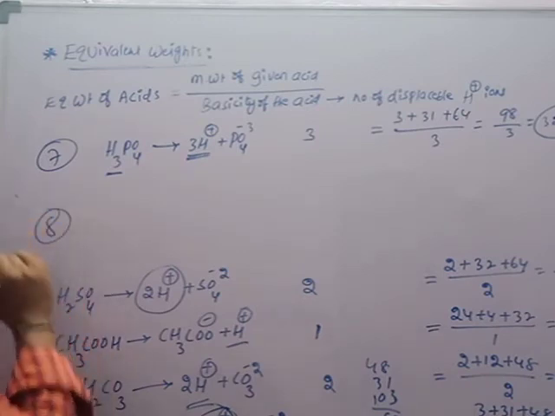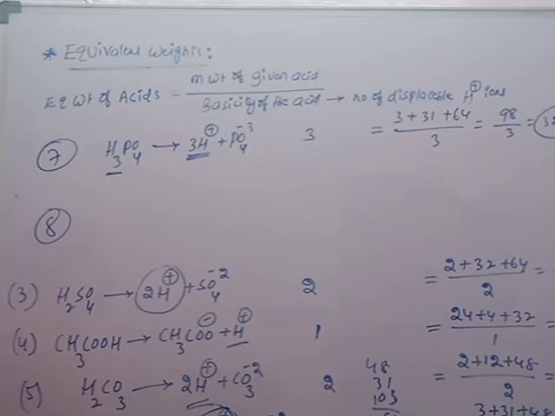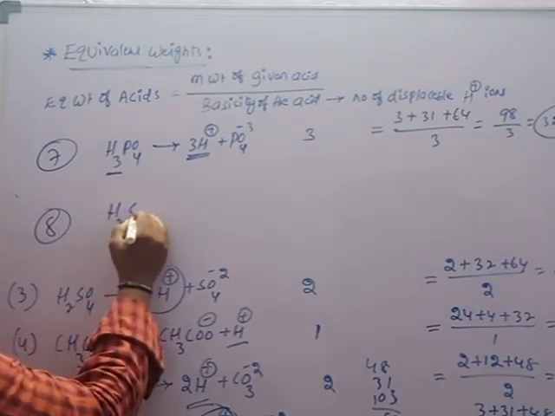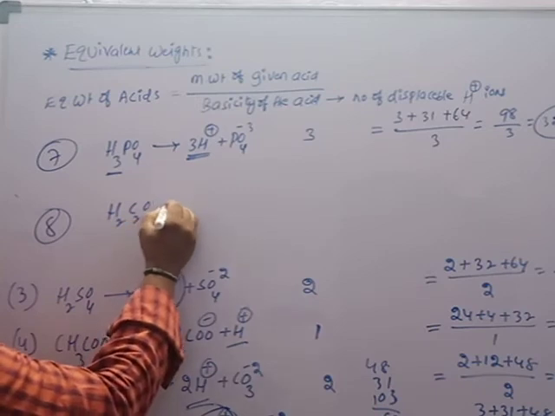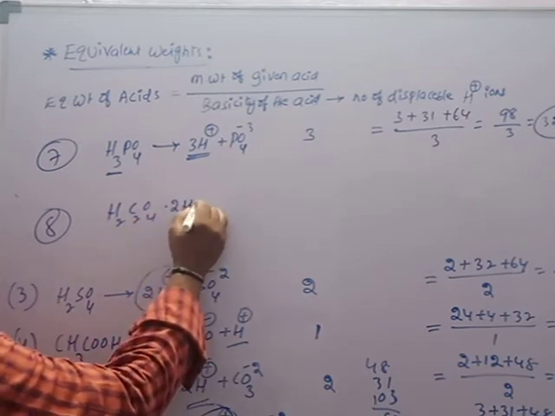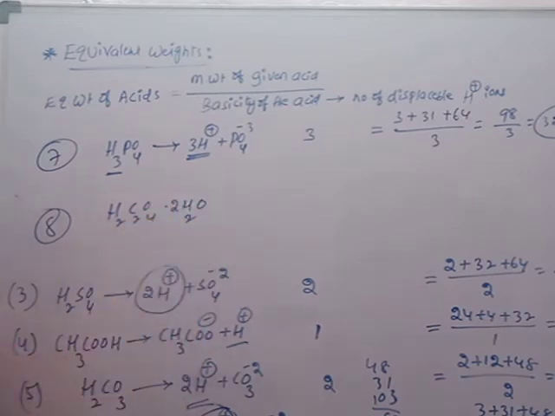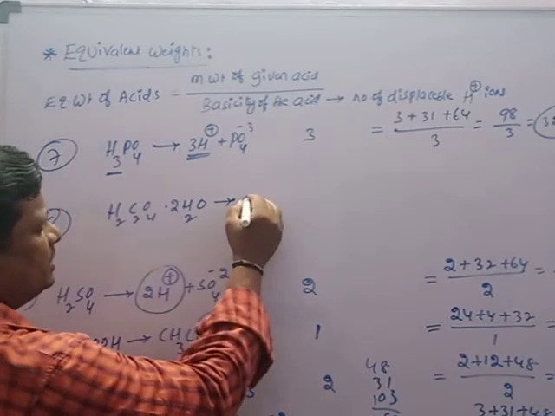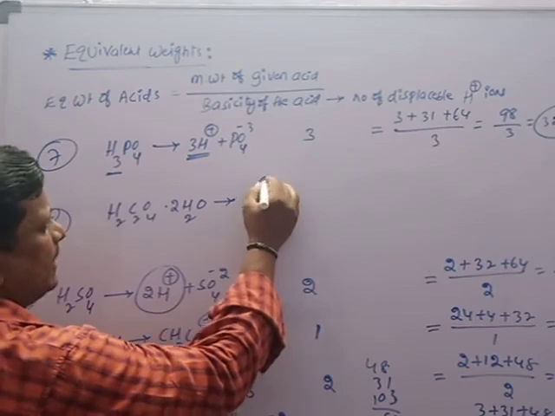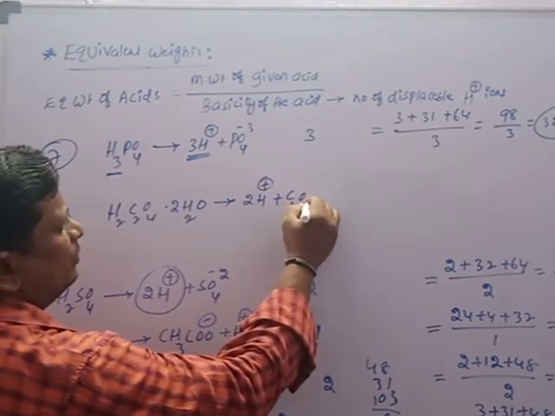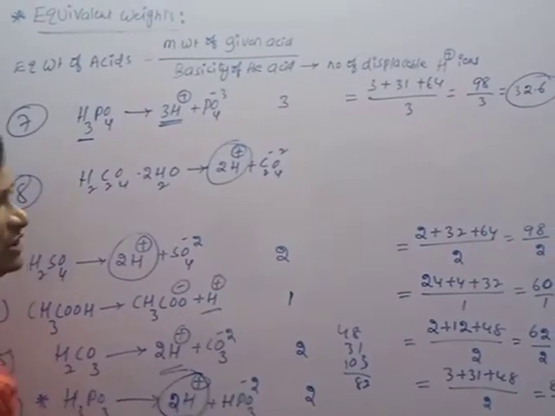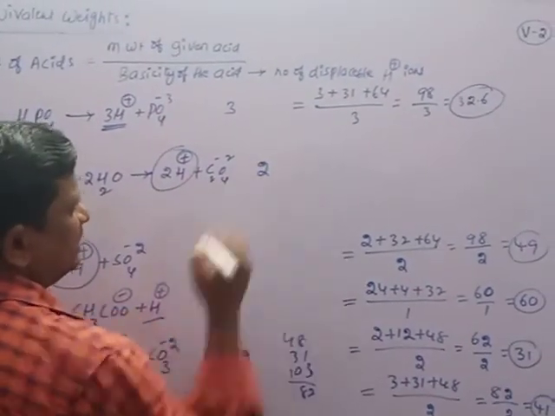Now another example. Let us consider oxalic acid. What is oxalic acid? It is H2C2O4 dot 2H2O. Oxalic acid H2C2O4 is ionized into 2H plus and C2O4 minus 2. So the number of displaceable hydrogens is 2. So then the basicity is 2.